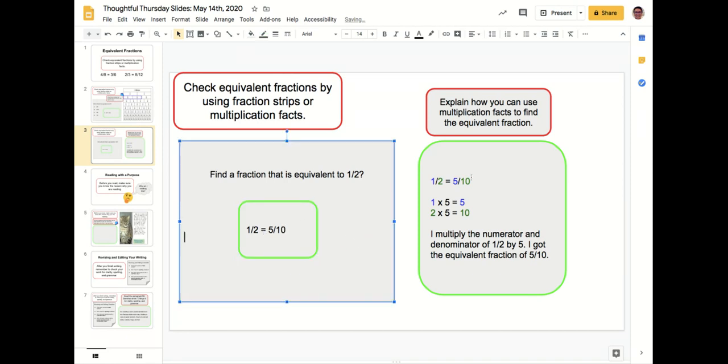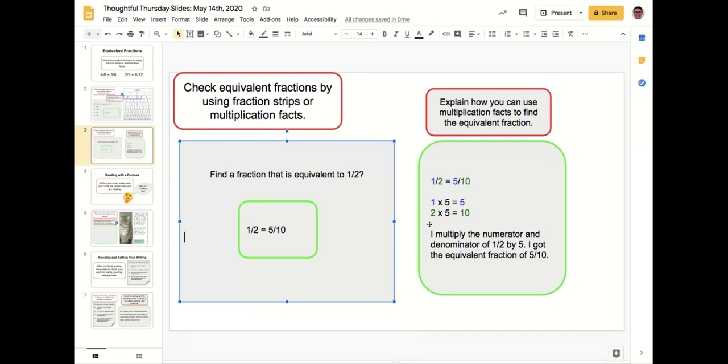Now here's how I found it. I took the 1 from 1/2 and I multiplied it by 5. That gets me 5. That is now the numerator of my equivalent fraction. Then I took the 2 from 1/2, the denominator, and I multiplied that one by 5 as well. And that equals 10. 2 times 5 equals 10. That's the denominator of my new equivalent fraction.